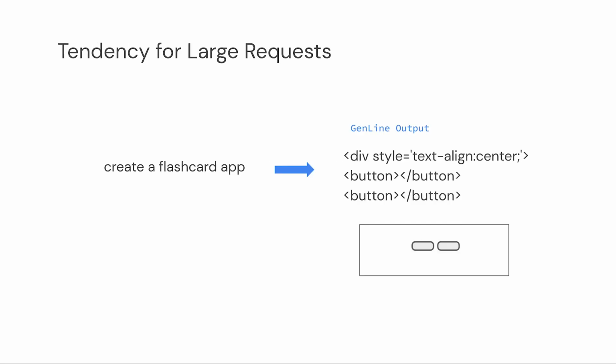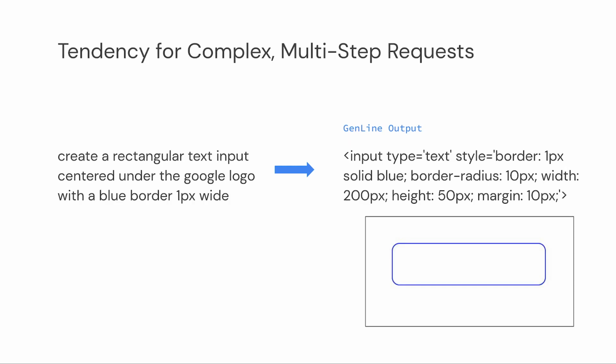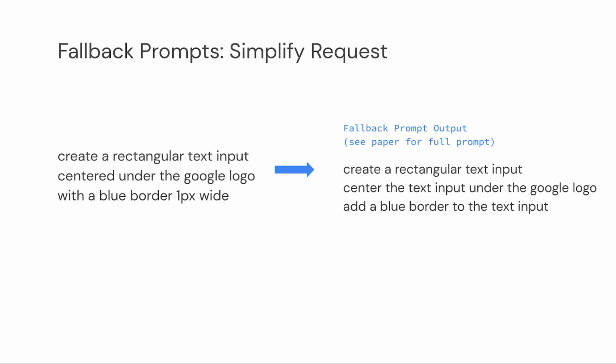Given that participants sometimes make rather large requests, like producing an entire flashcard app, it could be useful to leverage the generative language model to iteratively refine and reduce the request through a dialogue. For example, the system could invoke a fallback prompt that suggests subtasks for a broader task. Participants also sometimes tended towards complex, multi-step requests, asking for several components of the flashcard app at once. For such examples, the system could use a fallback prompt that transforms complex requests into simpler ones.